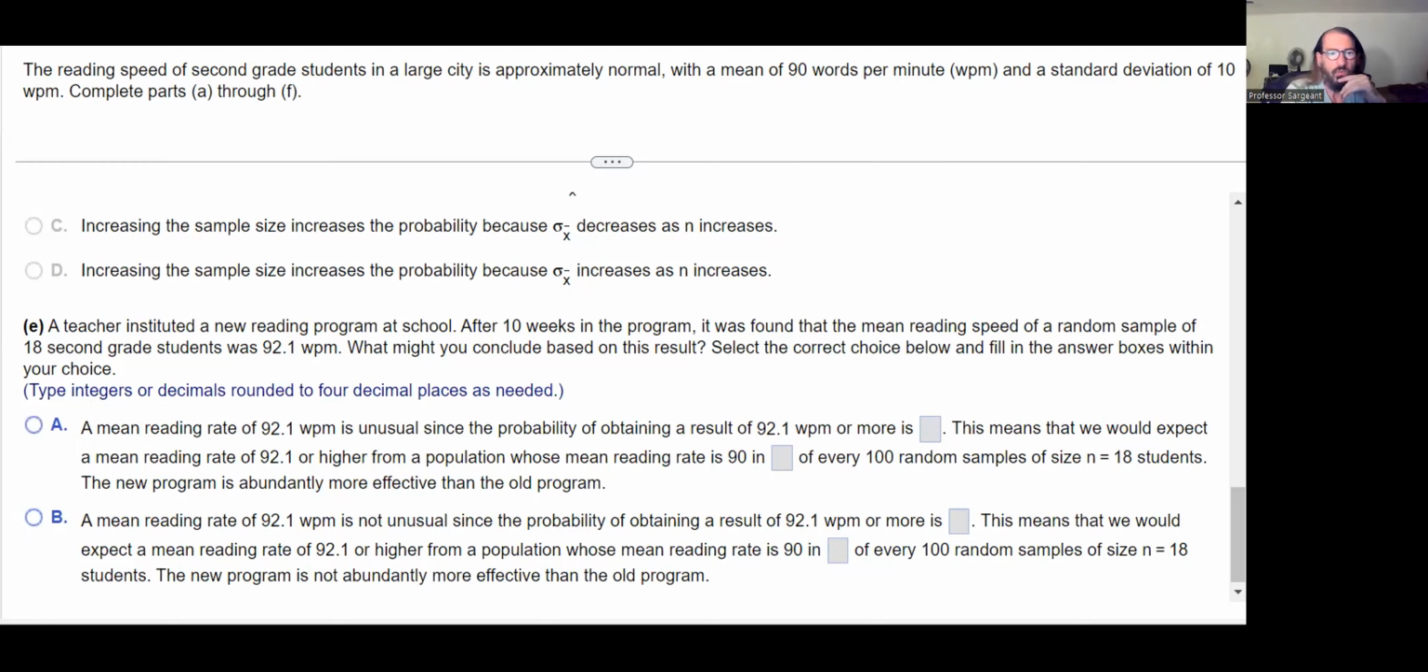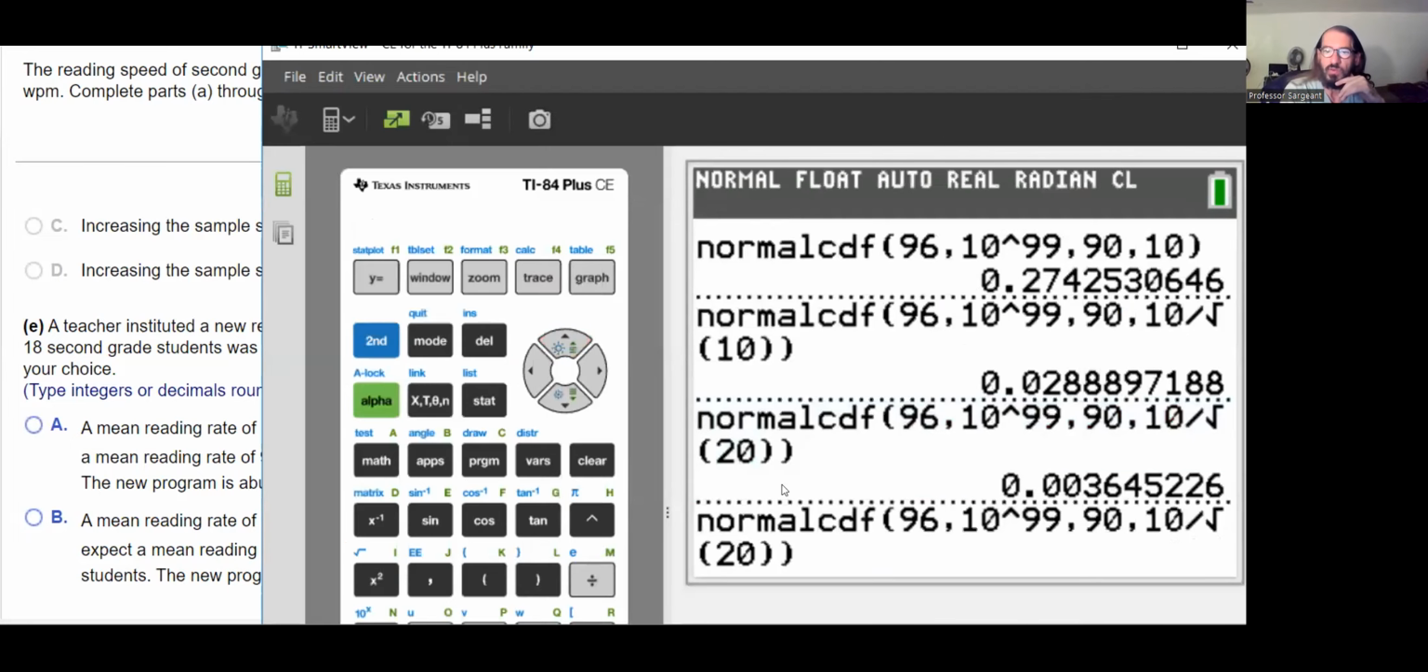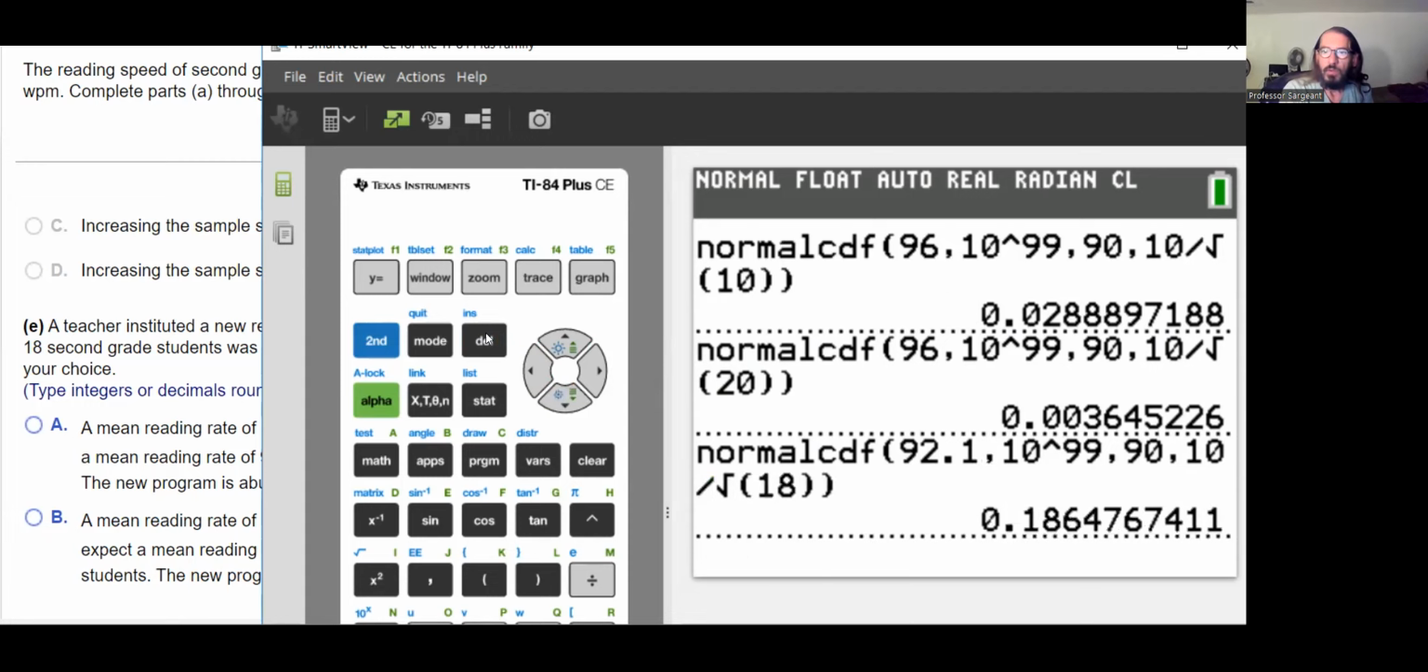Okay, well, let's treat it like the previous questions. 92.1 instead of 96, first of all. And second of all, sample size n is 18. I want to see if reading more than 92.1 would be something with a low probability, something where the score is extreme, so that we'd be talking about an unusual event. That is a relatively high probability. That would round to 0.1865.